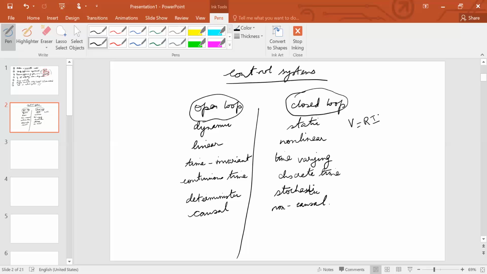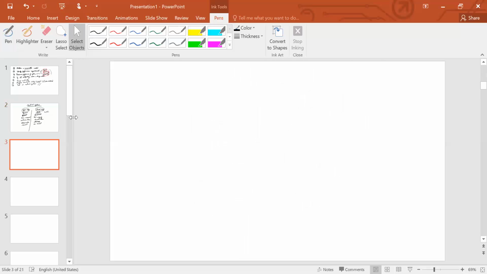The next is linear and nonlinear systems. So what is linearity? What is linearity and what is a nonlinear system? It's fairly simple. Anything that is not linear is a nonlinear system. So what is a linear system then? A linear system always has these two following properties.